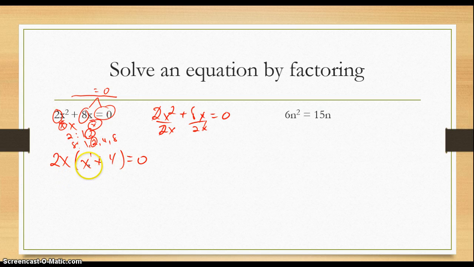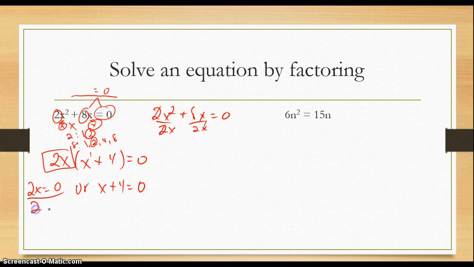you have to set what's inside the parentheses equal to 0. Or if you take one of your greatest common factors is a variable, we have to set that equal to 0 as well. Okay, so if your greatest common factor is just a number, a whole number, we do not need to set that equal to 0. But if you take a variable out, we have to set that equal to 0.